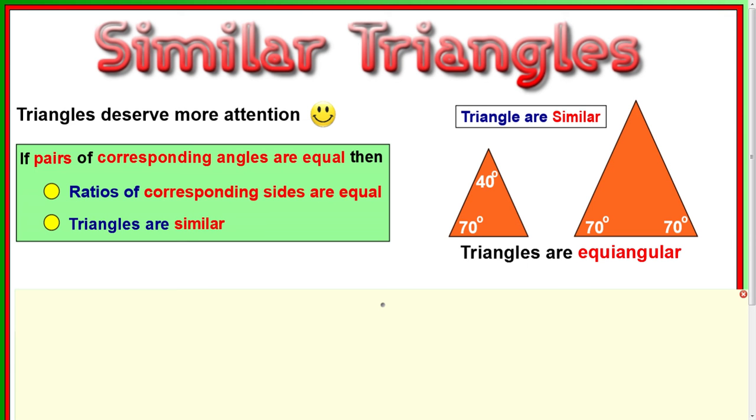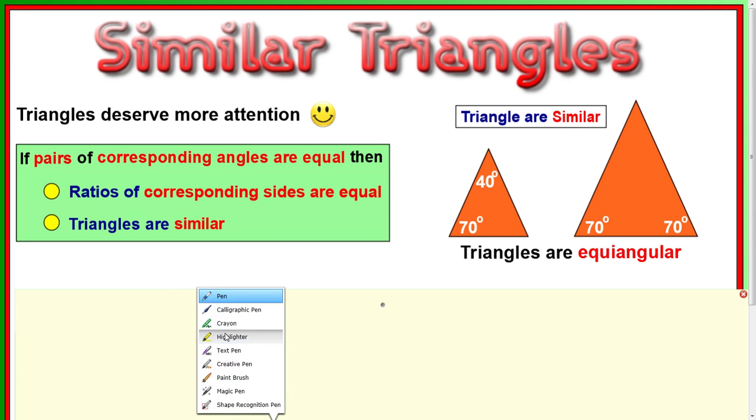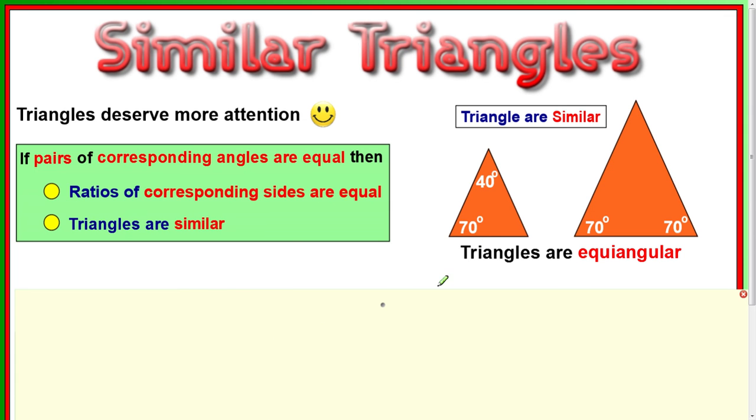Now the first thing to do is to be able to identify what corresponding angles are. So if you look at this one at the bottom, the 70, we can see that this triangle looks like an enlargement of the other triangle, so the corresponding angle is this one. So they're the same, but what we need to do is we need to prove that all of them are the same.